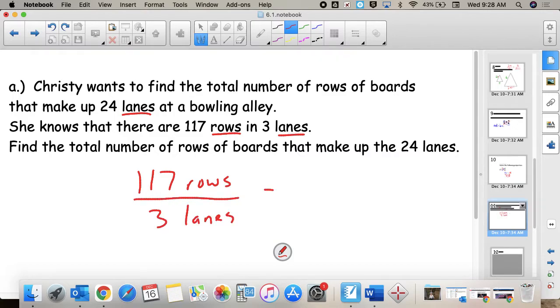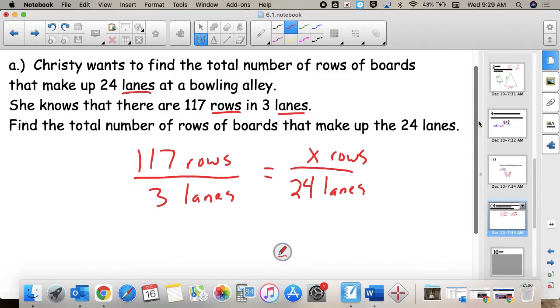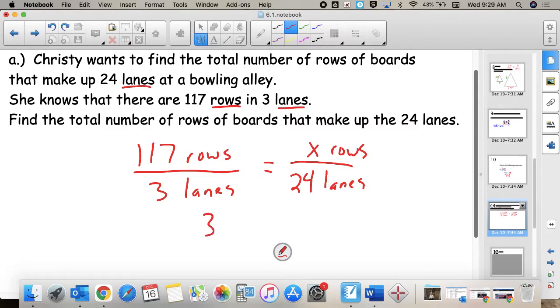So right now I'm comparing rows to lanes. Then in my next one, I have to compare rows to lanes again. If I do 117 rows over 3 lanes, I have rows on top, lanes on the bottom. There are 24 lanes in our whole place. My rows then is my x. That's what I'm trying to figure out. How many total rows are there? So there's our equation to solve. 3 times x is 3x. 117 times 24 gives us 2,808.